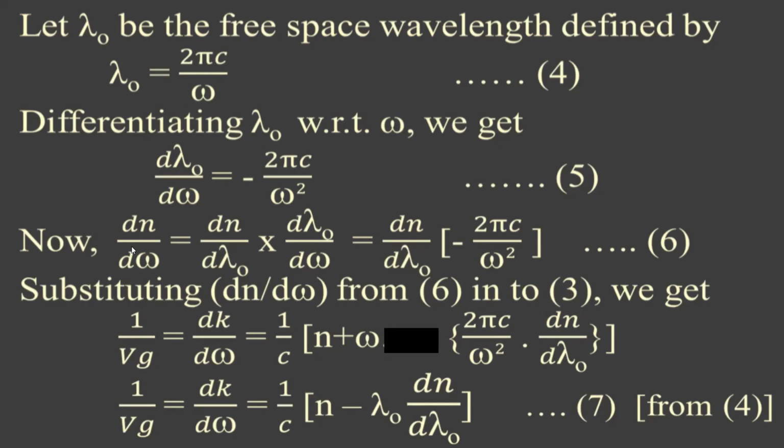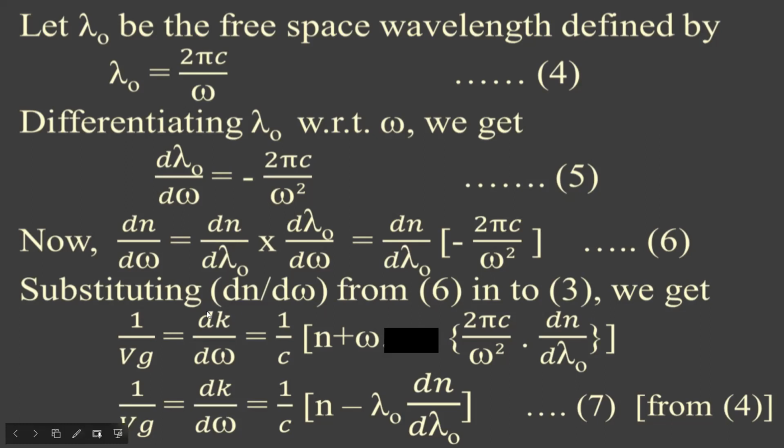Now this dn by d omega can be written as dn by d lambda naught into d lambda naught by d omega by chain rule. You keep dn by d lambda naught as it is, and d lambda naught by d omega, its value is available from equation 5. So you substitute this here in place of d lambda naught by d omega. So you got the equation 6.